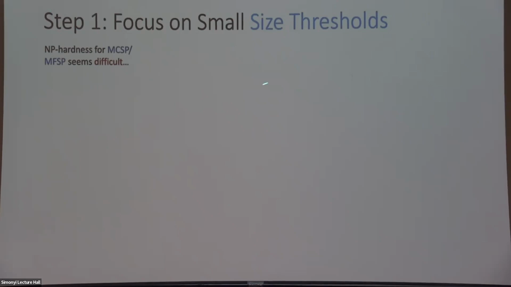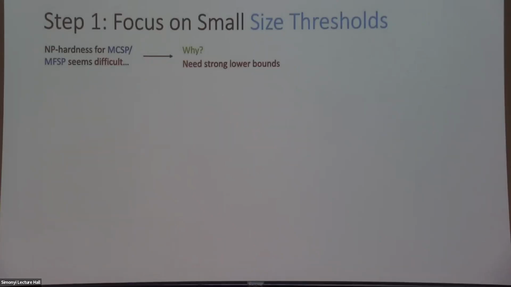And the reason to concentrate on small size thresholds, the intuition is, proving a polynomial time NP hardness result for MCSP/MFSP seems difficult. And the intuition I gave you for this was that it requires strong lower bounds. So then you can ask, okay, what could we hope to prove with weak lower bounds? Maybe we can't prove NP hardness, but we could prove something weaker. What's the best we could hope to prove using lower bounds we already have?